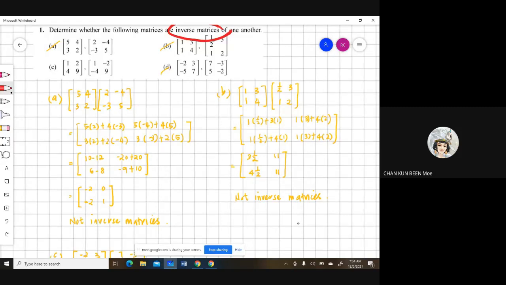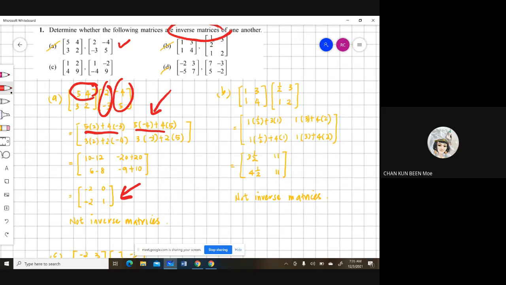You are going to do the multiplication. The first one, 5, 4, 3, 2 multiplied by 2, negative 4, negative 3, 5. So this is the calculation whereby you multiply the row with the column and you get this. Multiply the row with the column, you get this, and so on. So lastly, the answer is negative 2, 0, negative 2, 1. So this is not an inverse matrices because it doesn't come out with an identity matrix.